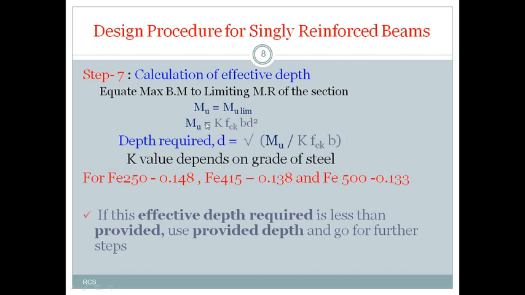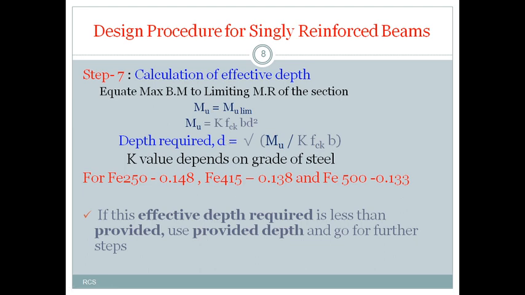If you rearrange the terms, I want the required effective depth, which equals the square root of Mu by K into FCK B. I can calculate the Mu value from my previous slide, and I know the K value, which is based on the grade of steel. FCK is the characteristic compressive strength of the concrete, and B is the width of the beam. From that I can calculate the required effective depth.